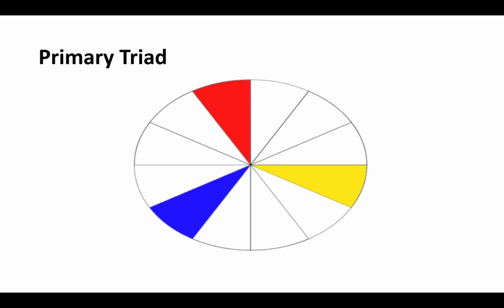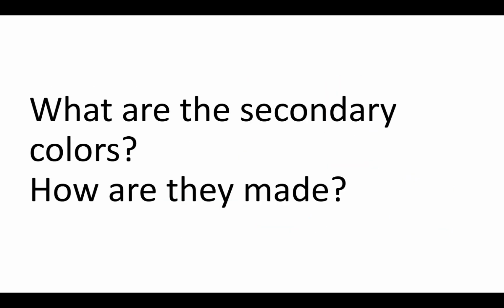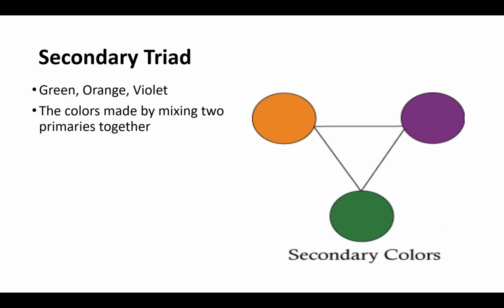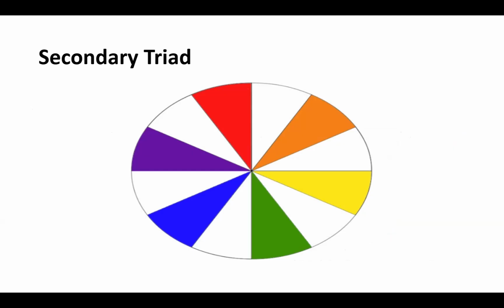Okay, there's our primary triad on the color wheel. What about our secondary colors? How are they made? So this is green, orange, and violet. The secondary triad are made by mixing two primaries together, right? Yellow and red, orange, okay. Blue and yellow, green, okay. Red and blue, purple, or violet. Okay, that's our secondary triad.